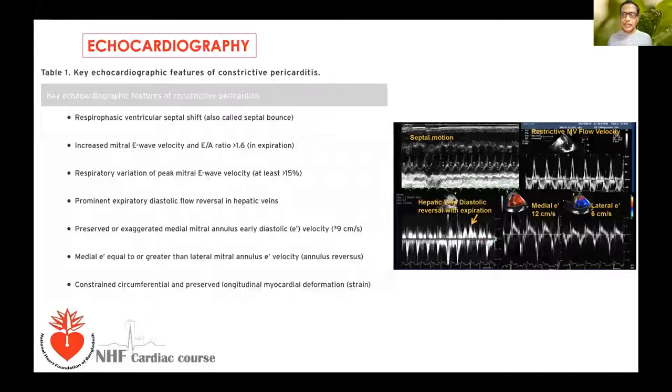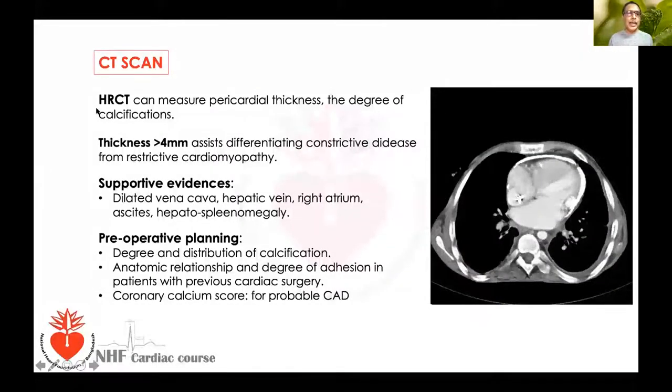Thank you, Professor Tuhinak. So after echocardiography, next is CT scan. High resolution CT scan can measure pericardial thickness and degree of calcification. A thickness of more than 4 millimeters differentiates constrictive disease from restrictive cardiomyopathy. There is some supportive evidence like dilated vena cava, hepatic vein, dilated right atrium, ascites, and hepatomegaly. We can also do some preoperative planning by CT scan, such as degree and distribution of calcification, anatomic relationship and degree of adhesion, and coronary calcium score for probable coronary artery disease.